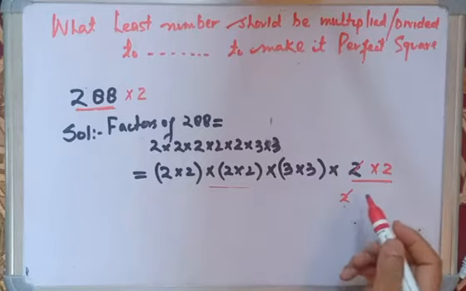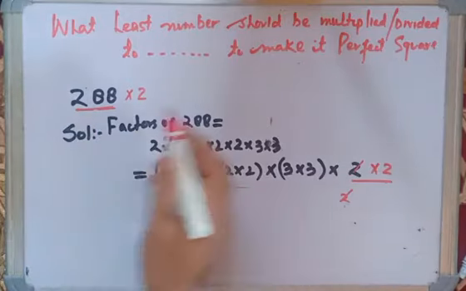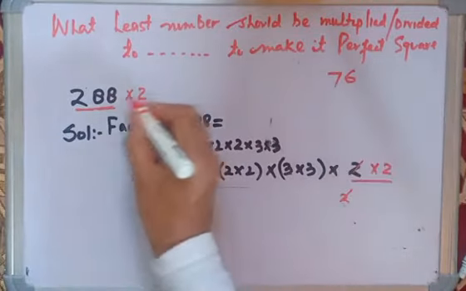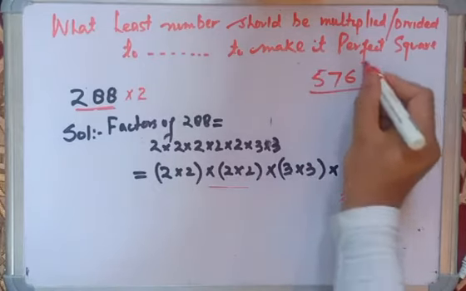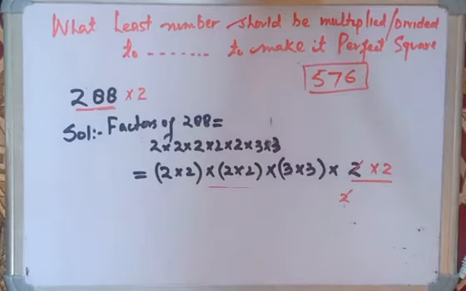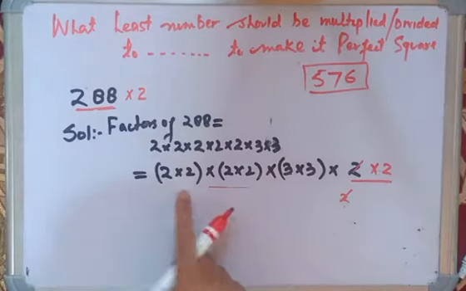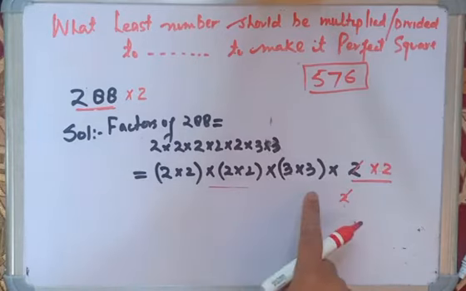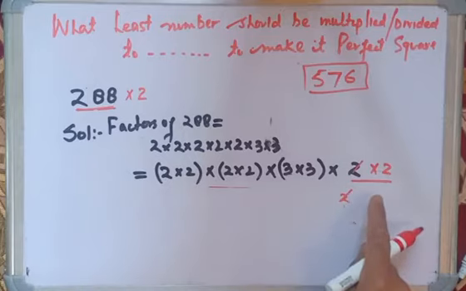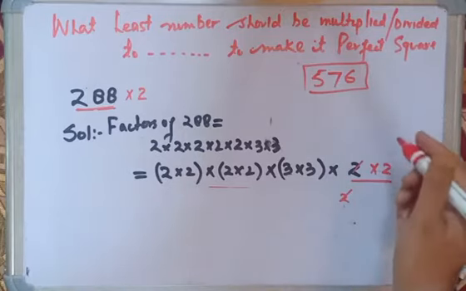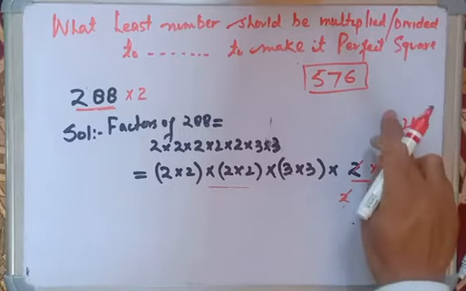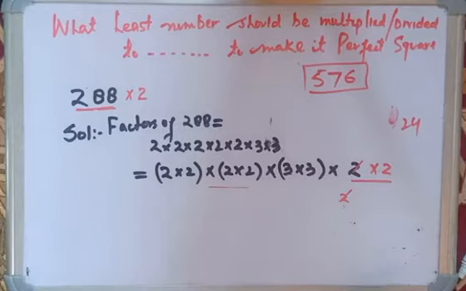So by multiplying by 2 we get a number. 2 8s are 16, 2 8s are 16, 17, 2 2s are 4, 5, 7, 6, which is a perfect square. You can check it out: this 576 is a perfect square. 2 2s are 4, 4 3s are 12, 12 2s are 24. This is the perfect square of 24, right?